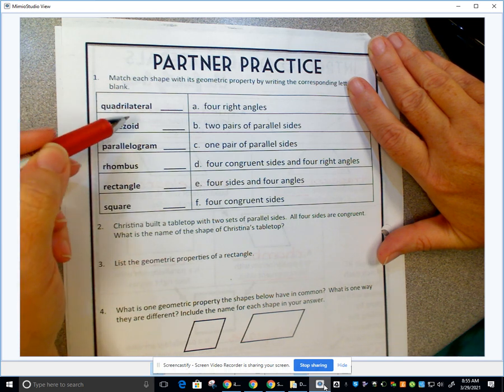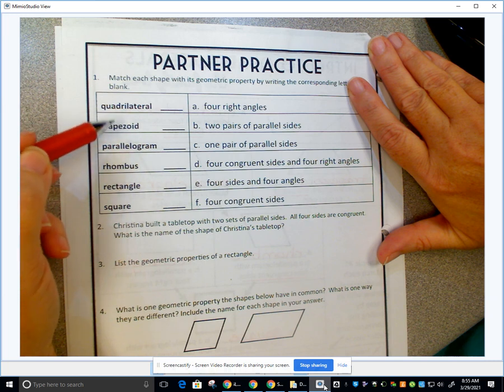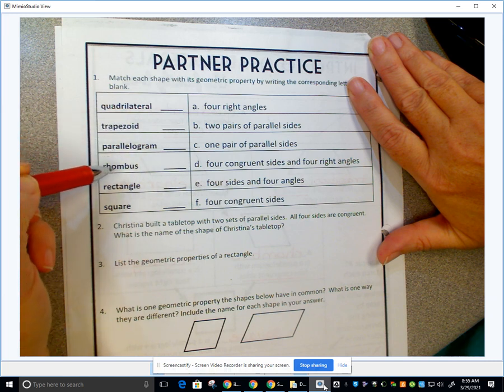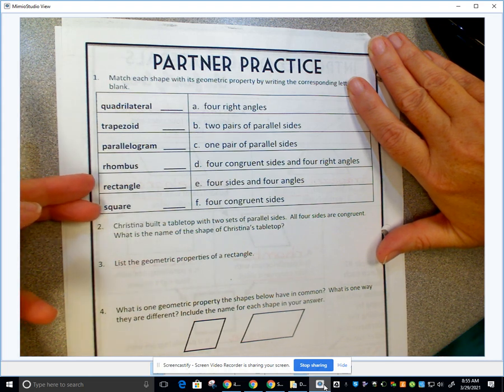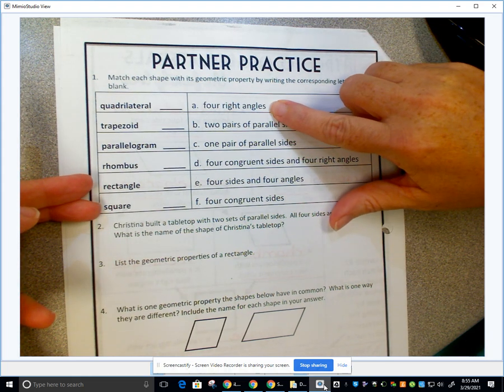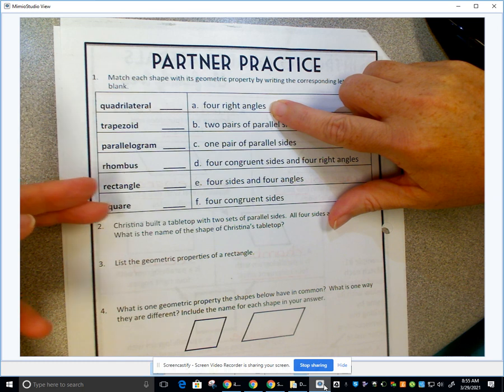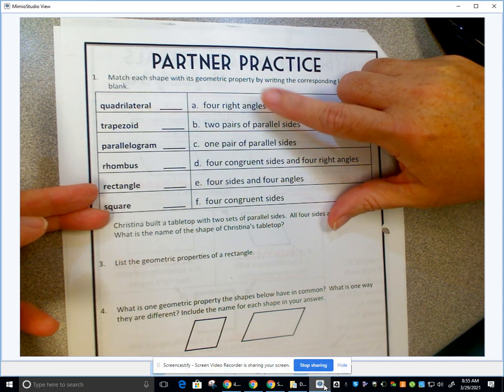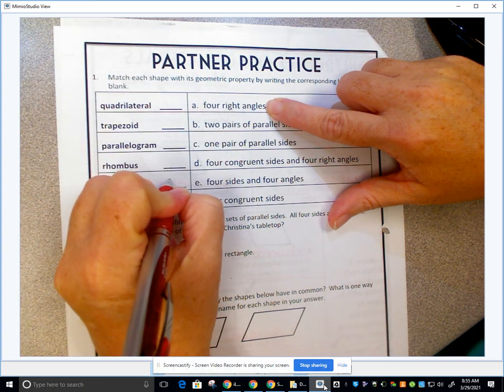We've got quadrilateral, trapezoid, parallelogram, rhombus, rectangle, and square. Well, we know the rectangle and the square both have four right angles. But the square also has congruent sides. If this isn't saying congruent sides, then it can't be talking about the square. So I've got to call it the rectangle.